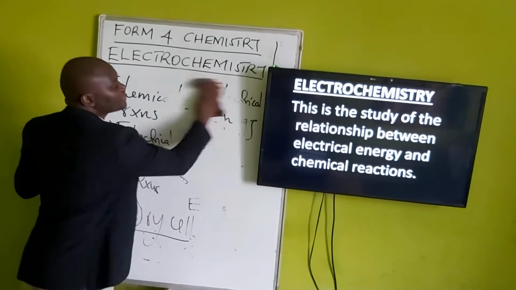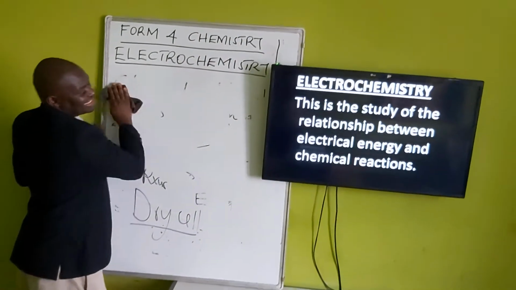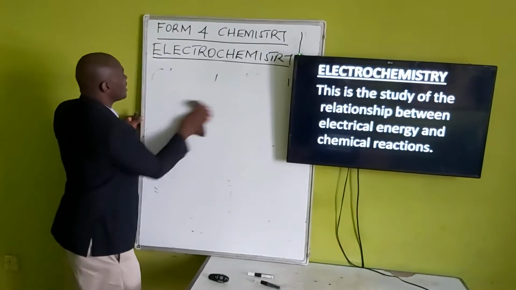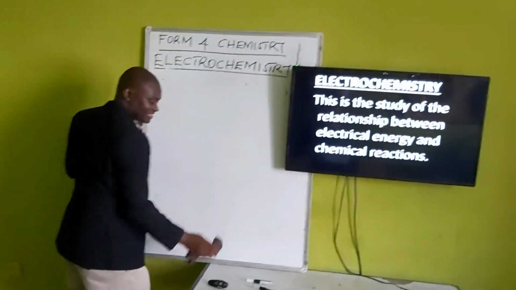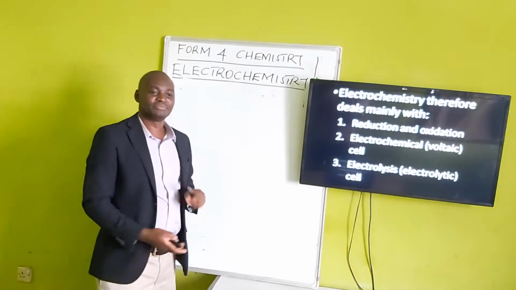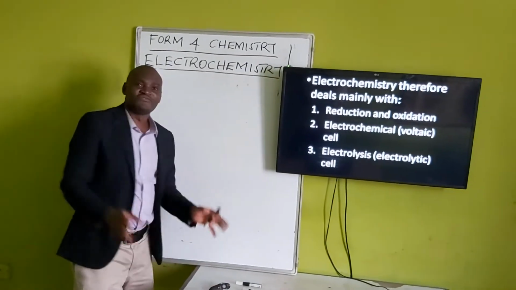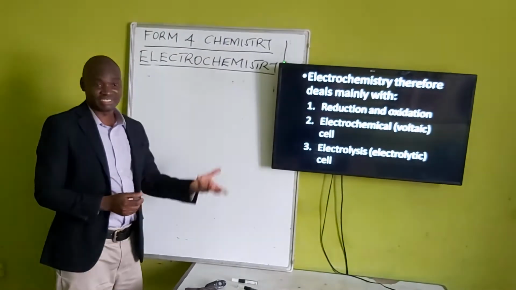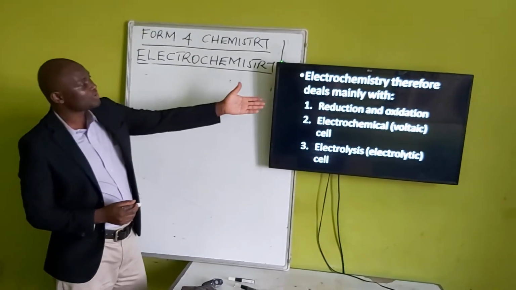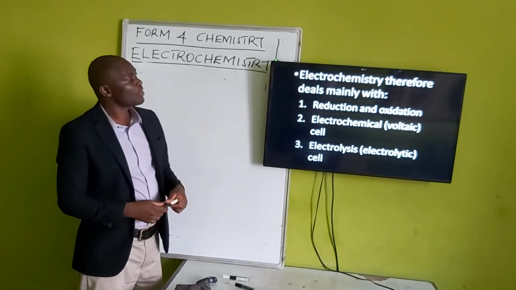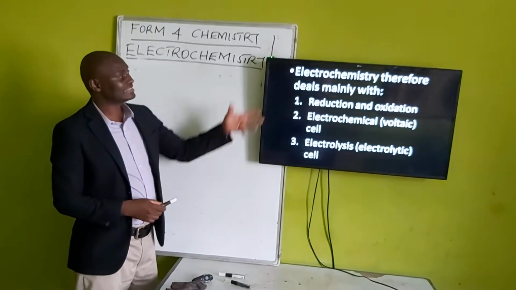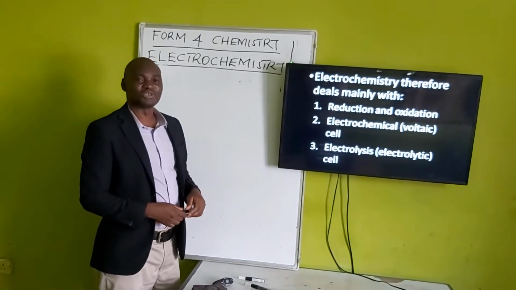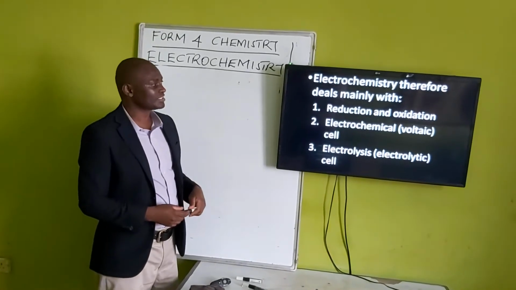The relationship between chemical reactions and electrical energy. Now, moving on. So, for the sake of our discussion and simplifying this topic, which is a very simple topic, we are going to concentrate on 3 major areas. One, this branch of chemistry will divide it into reduction and oxidation processes, what we call redox reactions.